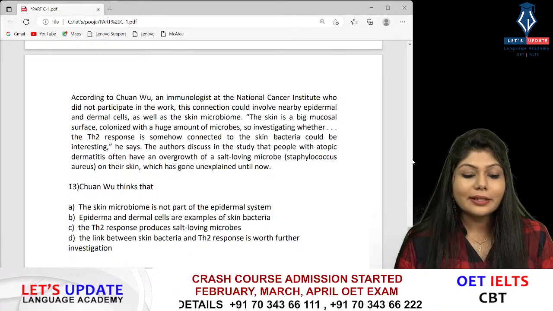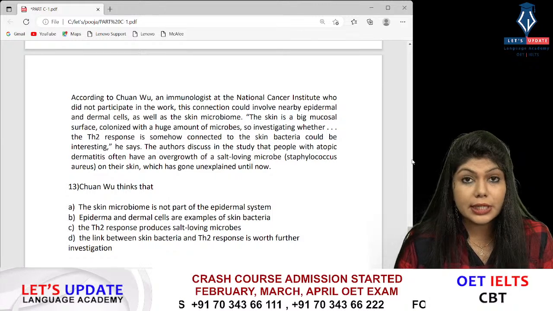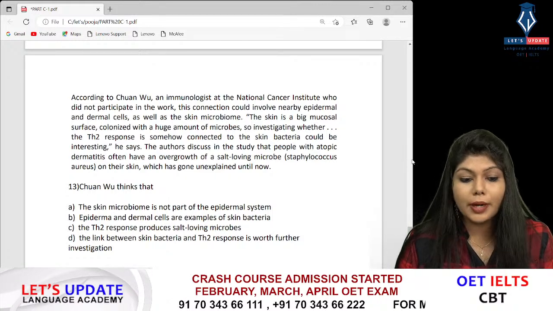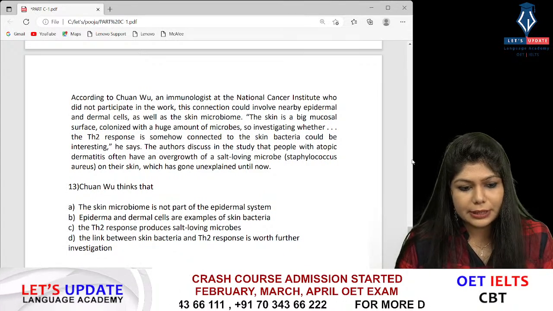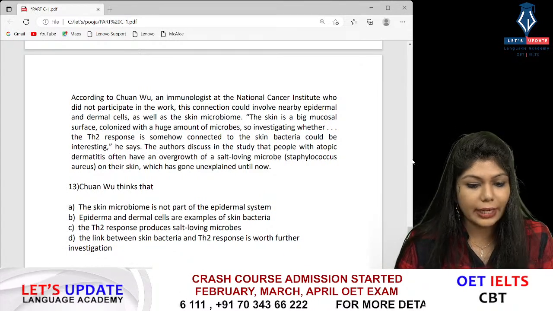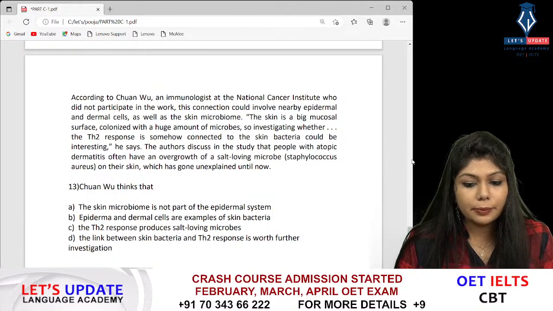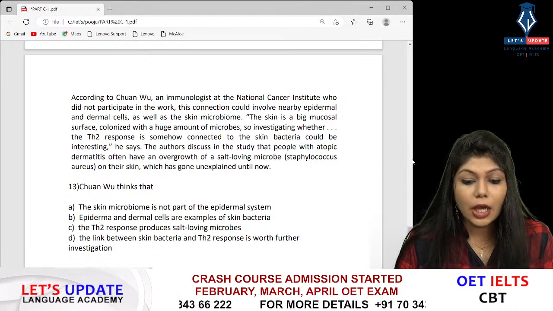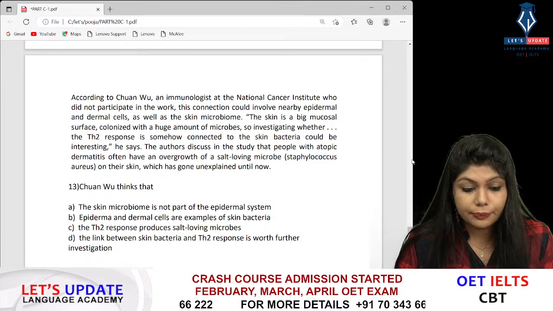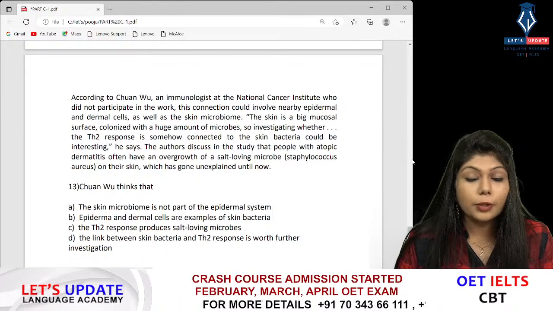Okay, so let's read it together. According to Chuan Wu, an immunologist at the National Cancer Institute who did not participate in the work, this connection could involve nearby epidermal and dermal cells, as well as the skin microbiome. The skin is a big mucosal surface colonized with a huge amount of microbes. So, investigating whether the Th2 response is somehow connected to the skin bacteria could be interesting.